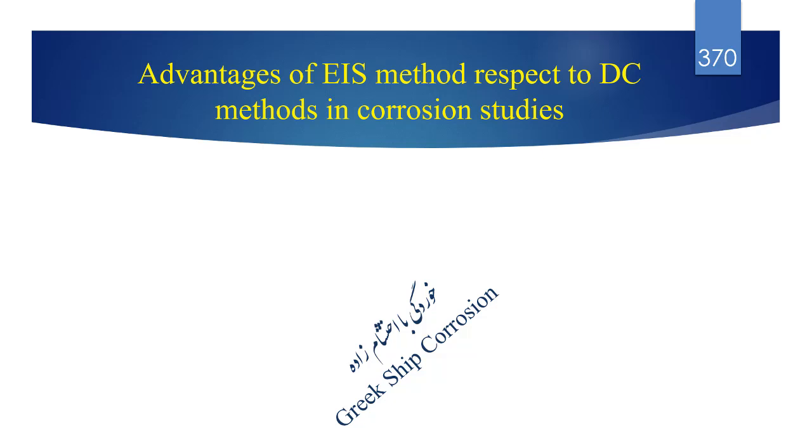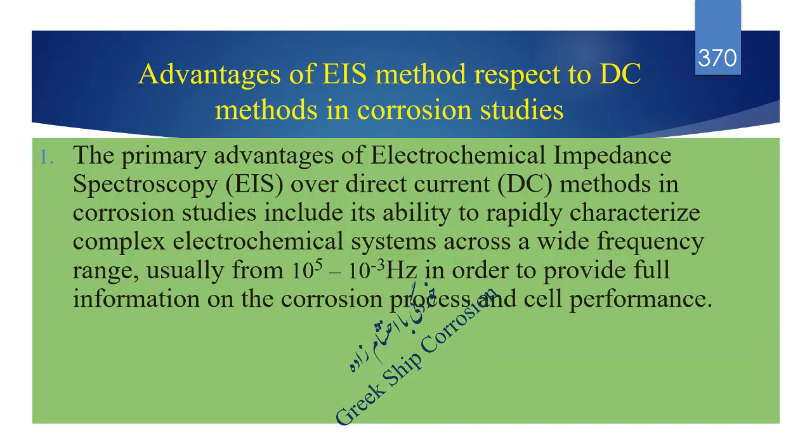Advantages of the EIS method with respect to DC methods in corrosion studies. 1. The primary advantages of electrochemical impedance spectroscopy over direct current (DC) methods in corrosion studies include its ability to rapidly characterize complex electrochemical systems across a wide frequency range, usually from 10^5 to 10^-3 Hz, in order to provide full information on the corrosion process and cell performance.